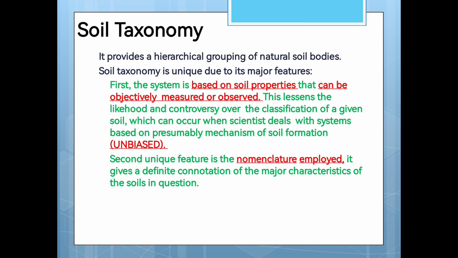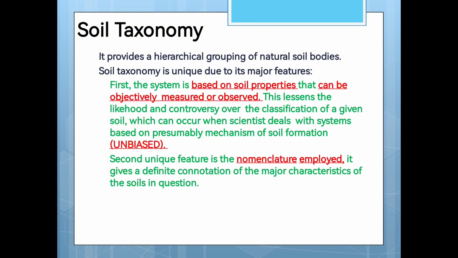Ibig sabihin, the way they classify soils for taxonomy, hindi lang siya based dun sa opinion, but then it is really based on properties na you can objectively measure or observe. So because of that, this lessens the likelihood and controversy over the classification of a given soil, which can occur when scientists deal with systems based on presumably mechanism of soil formation. Mahirap kasi 'di ba pag you classify soil na according to your opinion lang, wala kang reference na objective na reference. So dahil dito, standard ngayon yung pagka-classify nila sa lupa kasi meron silang reference.